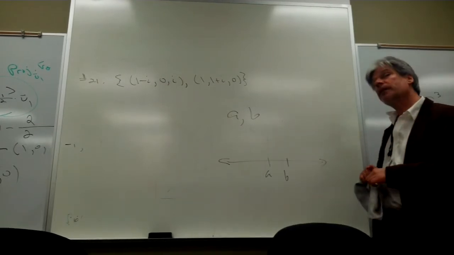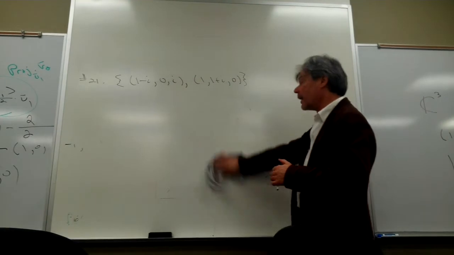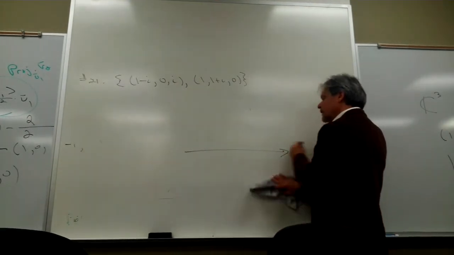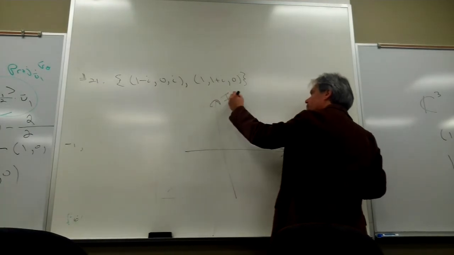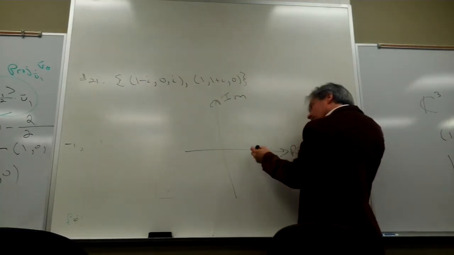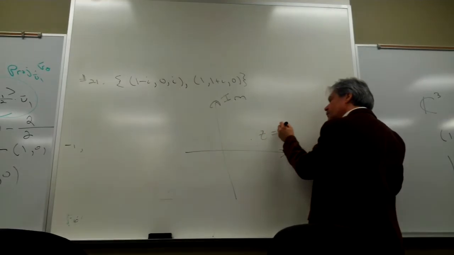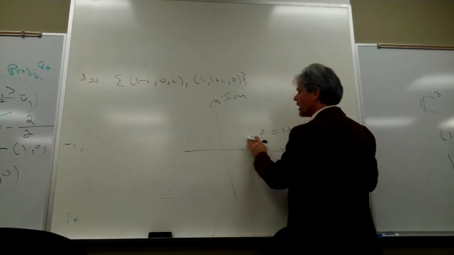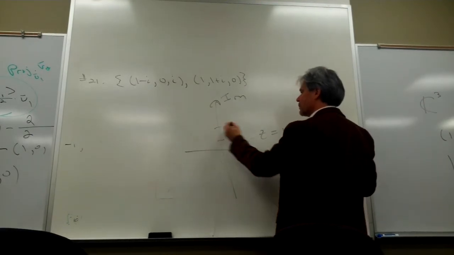But when it comes to complex numbers in the Gaussian plane, I think we're in trouble. Here's the real axis. Here's the imaginary axis. Here's a complex number, z being equal to 1 plus 2i. There's this location in the Gaussian plane. Well, okay, there's this location.